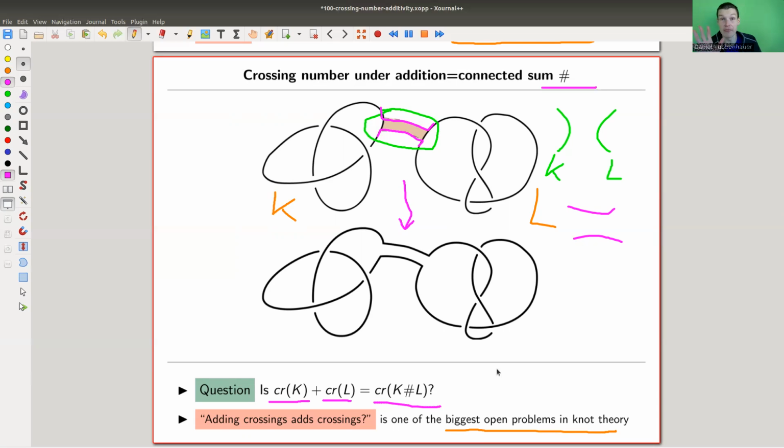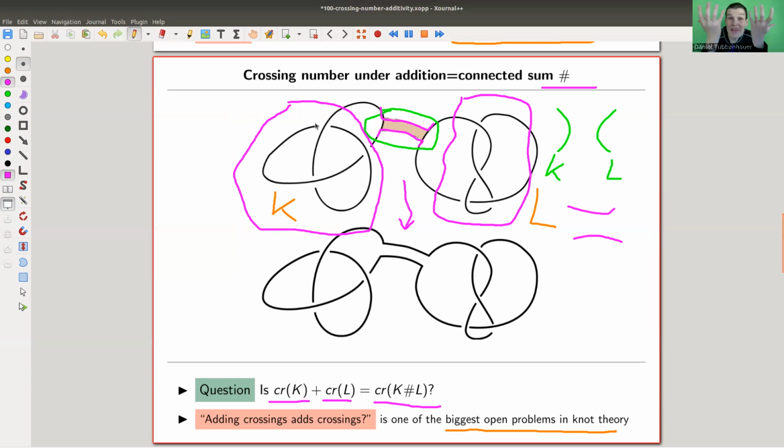That sounds very, very reasonable, right? So the crossing number of K measures how complicated K is. The crossing number of L measures how complicated L is. You kind of put them together without really touching the knot, right? This picture just stays what it is, and this picture also just stays what it is. So in some sense, the complexity should just add. And well, we don't know. It's one of the biggest questions in knot theory.